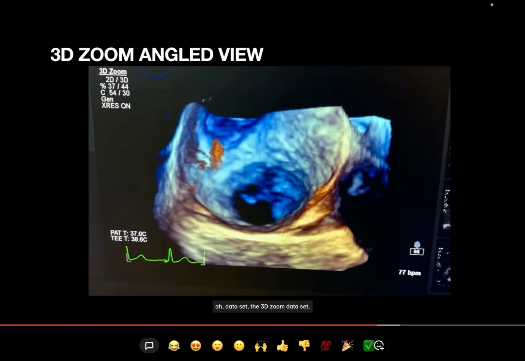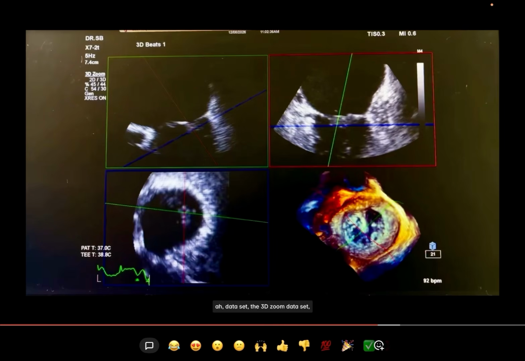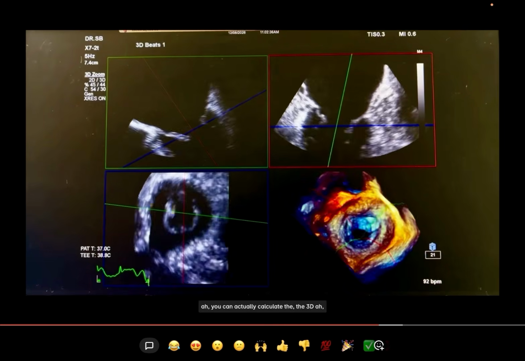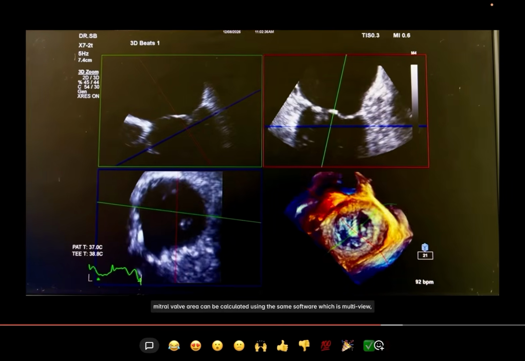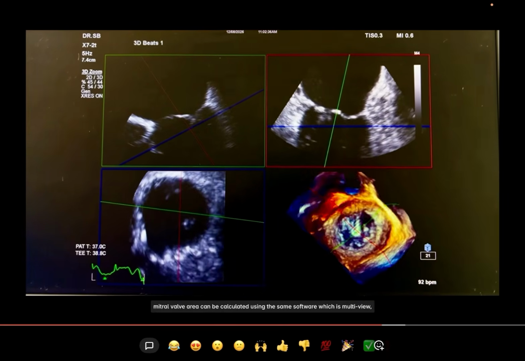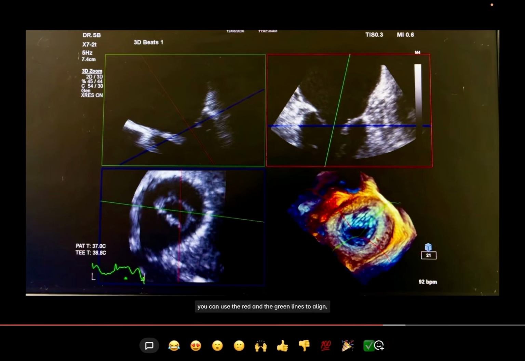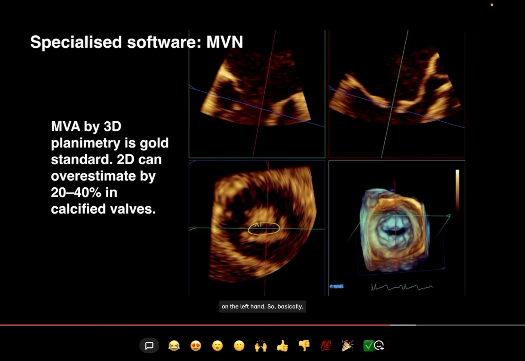And when you use this data set, the 3D zoom data set, you can actually calculate the 3D mitral valve area using the same software, which is multi-view. You can use the red and the green lines to align along the open mitral valve. You can calculate in the mid diastole. You can calculate the mitral valve area in the third box on the left hand. So basically, MVA by 3D planimetry is the gold standard.